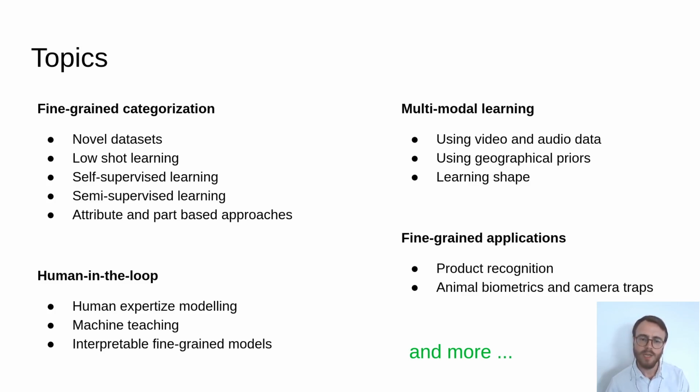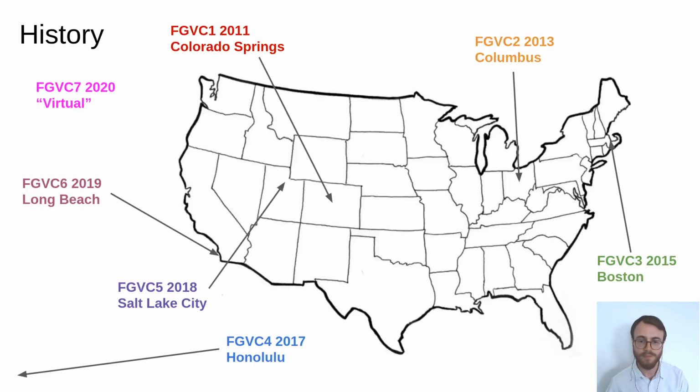We're also particularly interested in problems related to human-in-the-loop learning. So there we have challenges associated with modeling human expertise, efficiently collecting annotation, teaching expertise to humans. Multimodal learning, when we have different sources of data, also opens up some interesting questions. And then we're also particularly interested in applications of fine-grained learning in different domains.